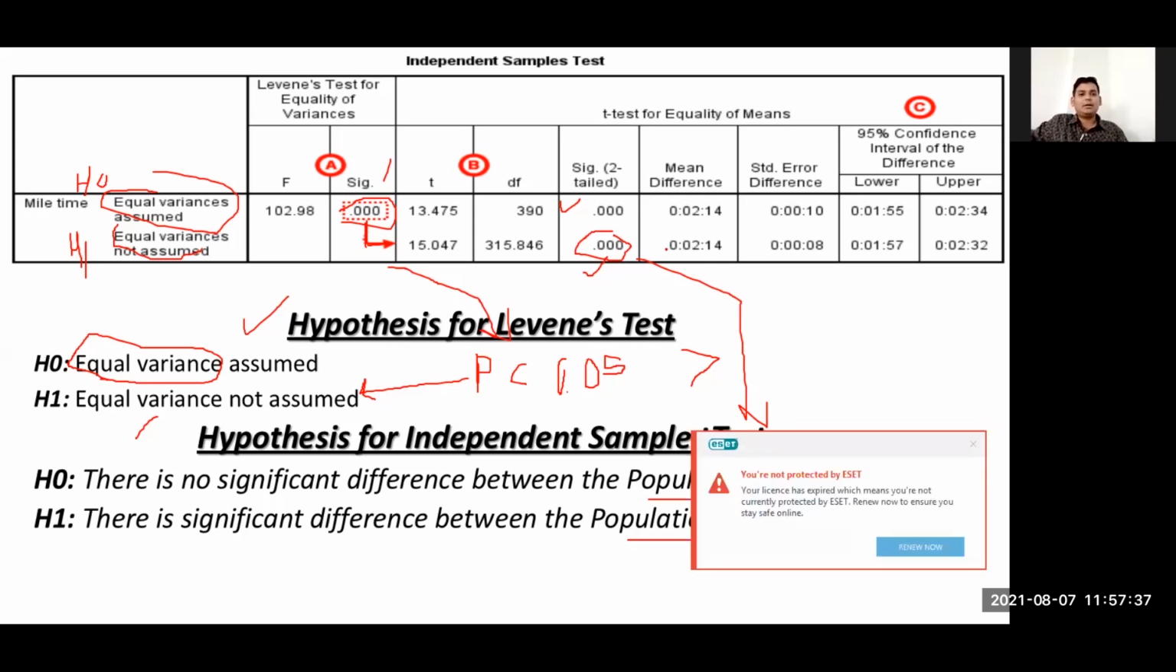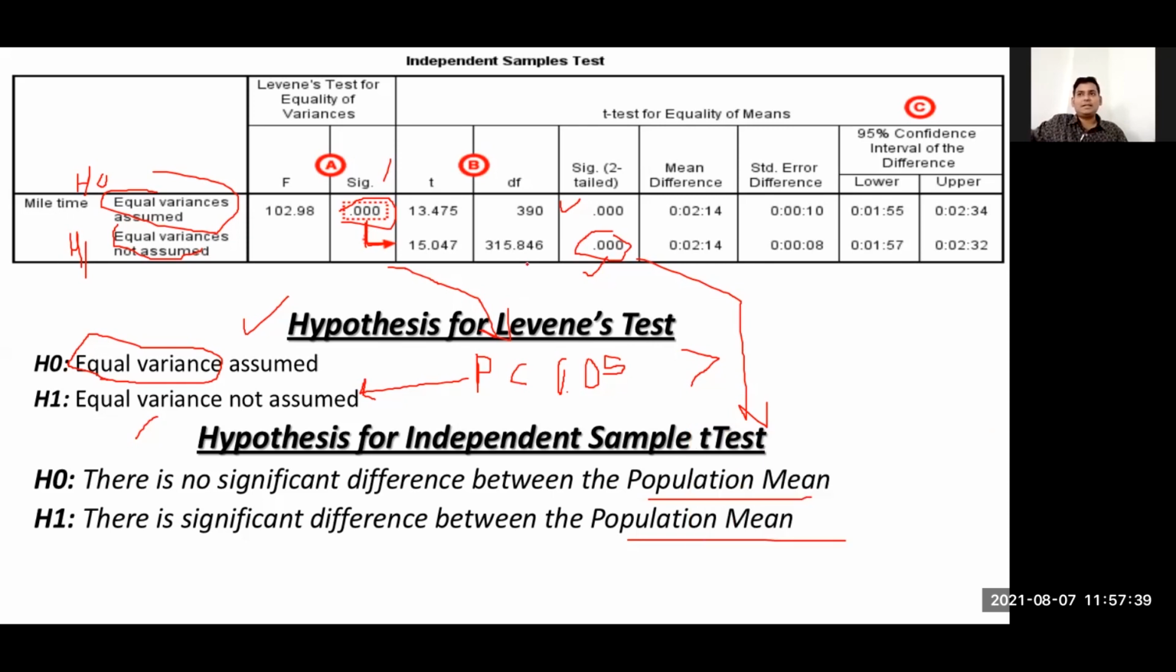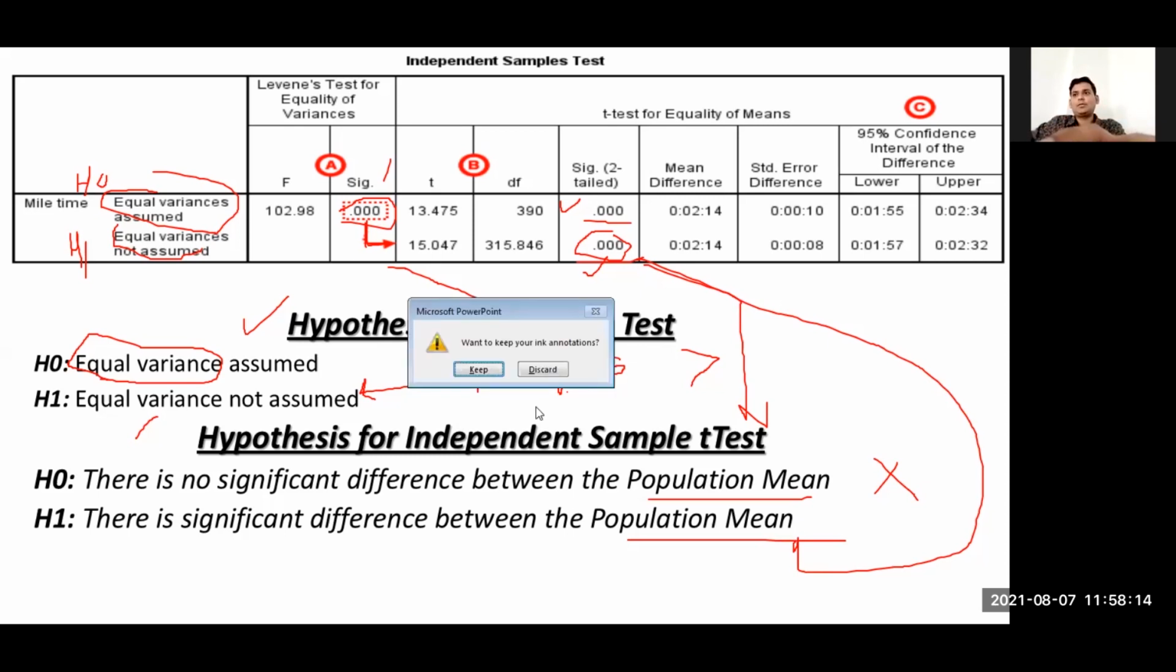If you see in the results, your result is 0.000 over here, and we have taken this value 0.000 as equal variance not assumed. So it is falling under 0.05. So we have to reject the null hypothesis, and we can see that there is a significant difference among the population means in this research. Let's try the independent sample t-test in SPSS, how to perform it.